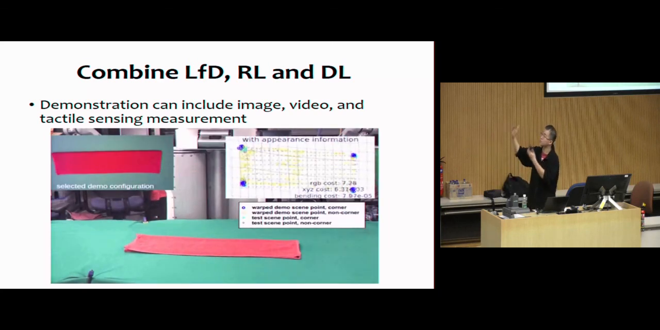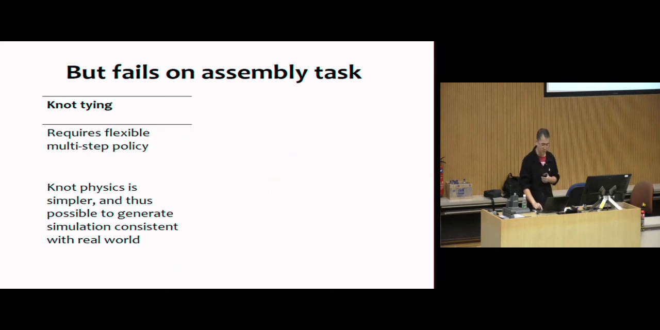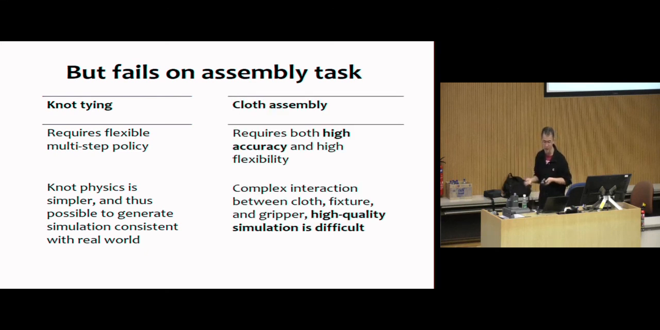So why don't we just use that in our task? However, these kinds of learning algorithms actually fail on the assembly task. There are many reasons. For knot tying and folding, it works, because for these tasks the accuracy requirement is very low. What is required is a very flexible multi-step policy. However, in cloth assembly, I only have one step, but I need very high accuracy and also relatively high flexibility.